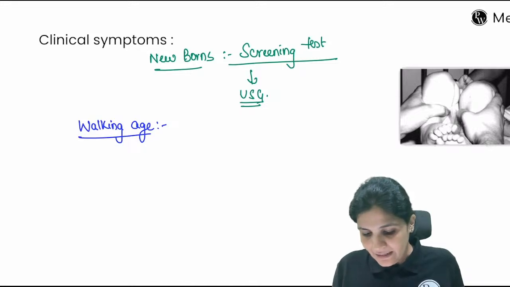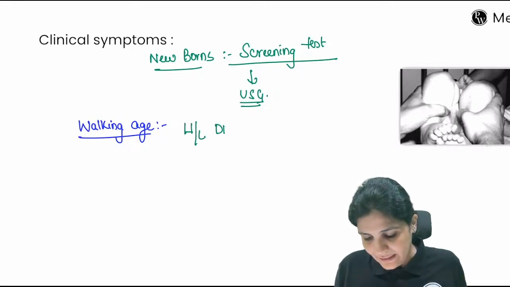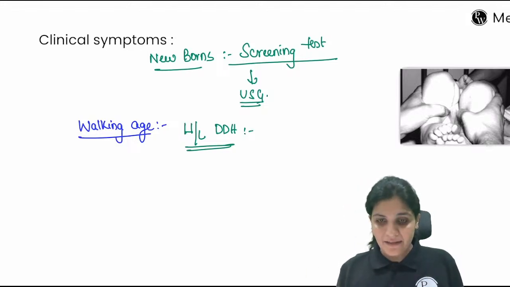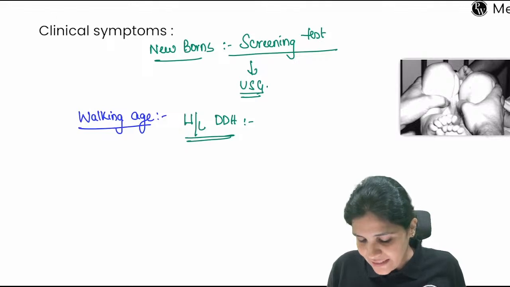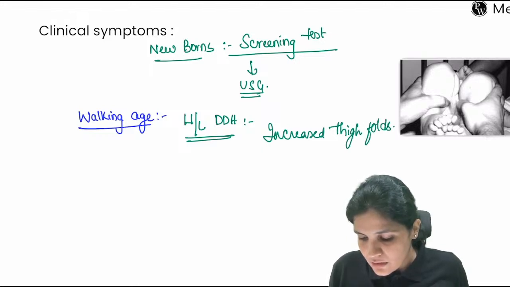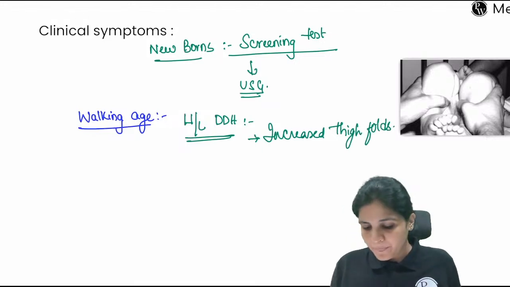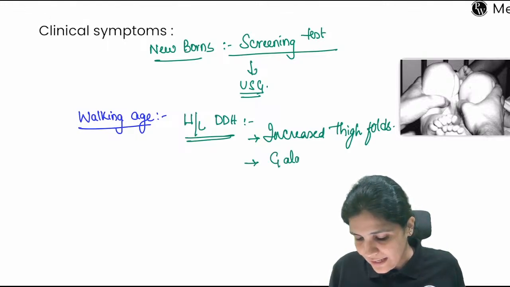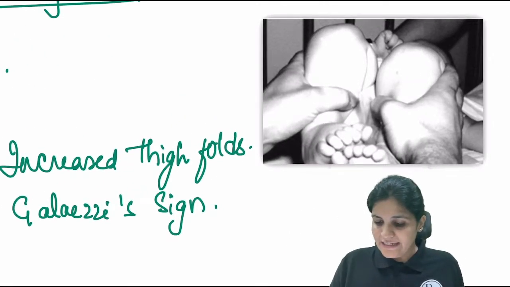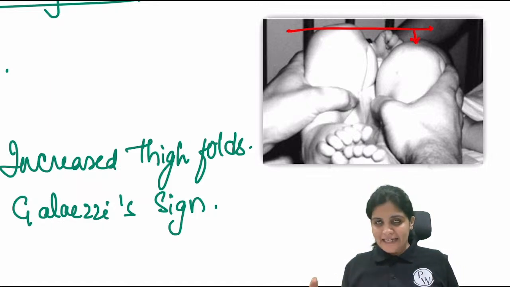You can see this in case of unilateral DDH. This DDH can be unilateral or bilateral, right? In unilateral DDH, what you can see is increased thigh folds. Thigh folds are increased. And then there is a sign which is called Galeazzi's sign. So what is Galeazzi's sign? Now you do this test. This is the Galeazzi sign, right? And you can see this dip.